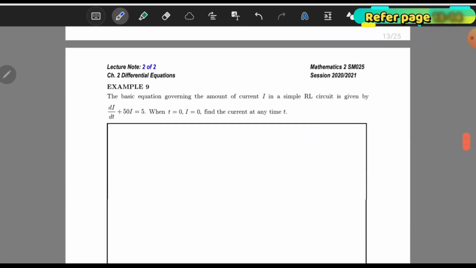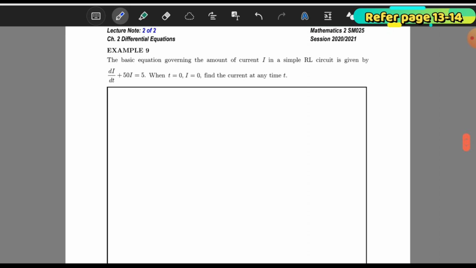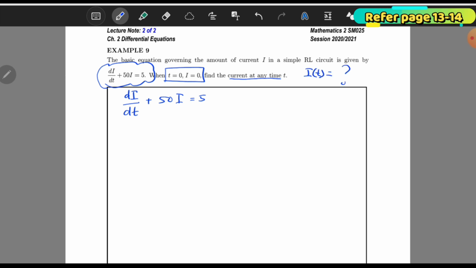And we go directly to the question. The basic equation governing the amount of current i in a simple RL circuit is given by the equation here. So we have di dt plus 50i equal to 5. When t is 0, i is also 0. So at first, the current i is 0. Find the current at any time t. So in general, the question is i of t is what?